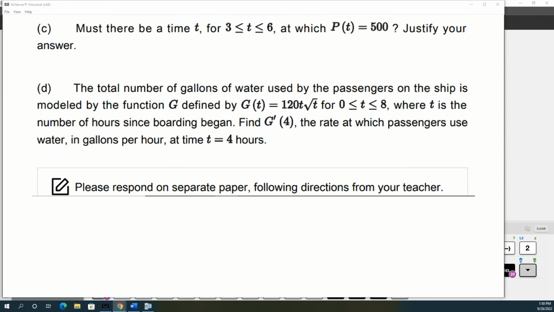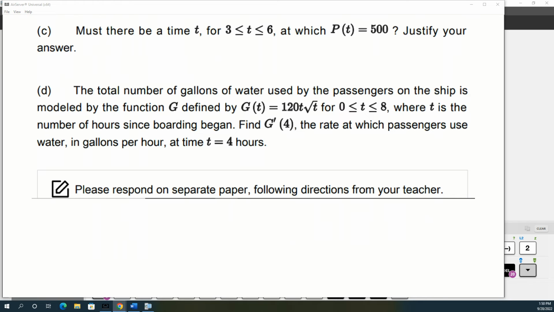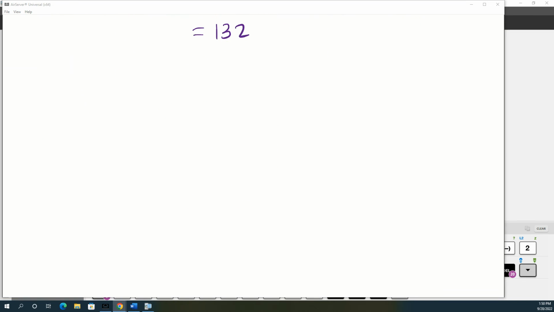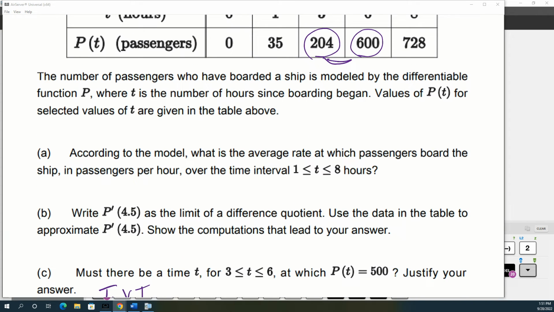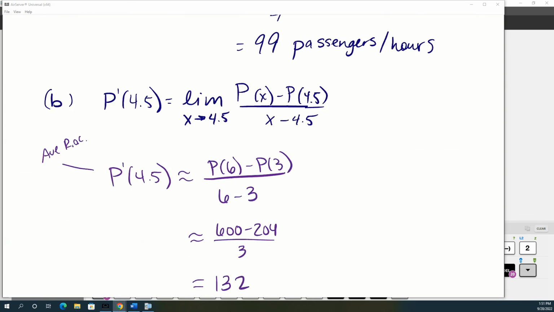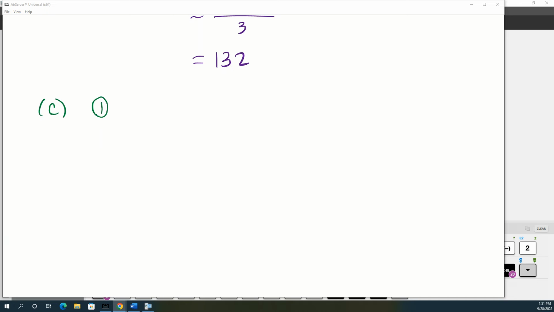For that one. All right, for C, must there be a time t between 3 and 6 at which P of t is equal to 500? That sounds like the intermediate value theorem. Oh, it's a good time to review that. That doesn't necessarily mean it's going to be on this test, but it's always good to review stuff. All right, the first condition of the intermediate value theorem is that the function is continuous. So it tells us at the beginning of the question that p is a differentiable function. So if a function is differentiable, it guarantees that it is continuous.